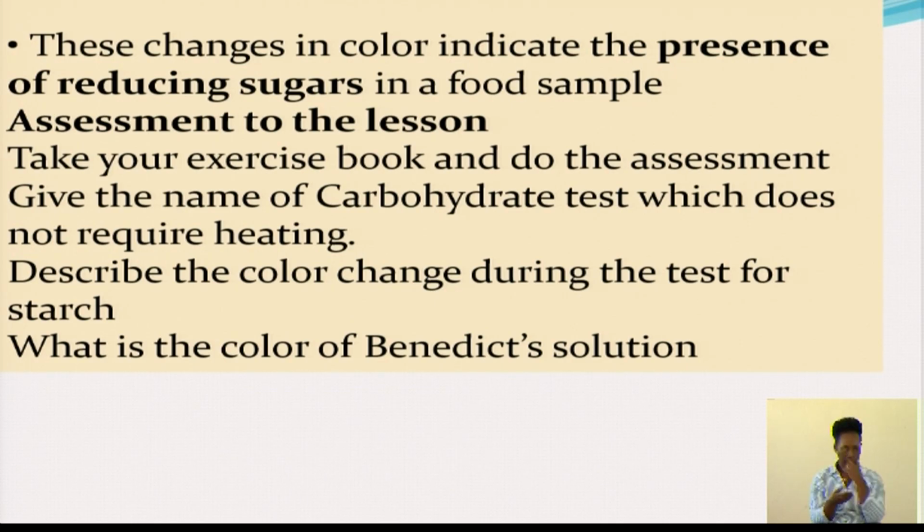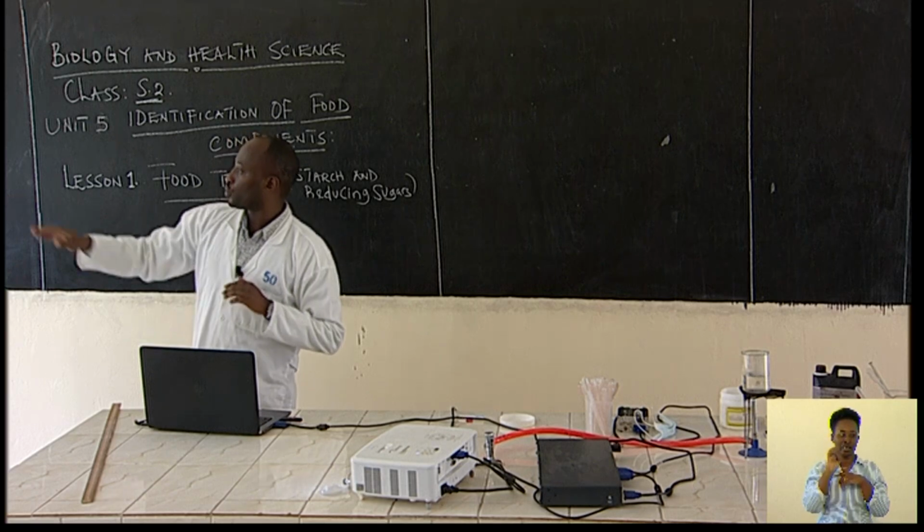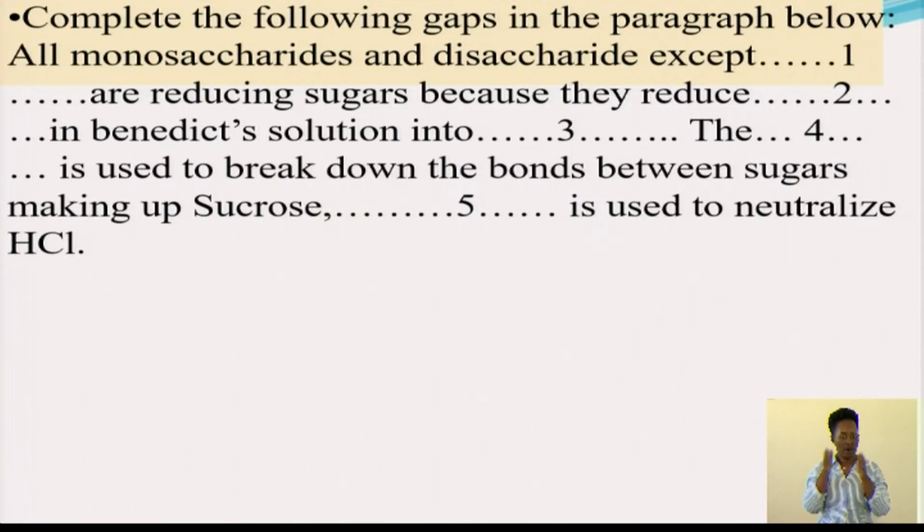Take your exercise books and do the assignment. Number 1, give the name of the carbohydrate test which does not require heating. Number 2, describe the color change during the test for starch. Number 3, what is the color of the Benedict's solution? Students, I think you also have to go through that one. Those questions, we are going to do in the next lesson, not in this lesson.